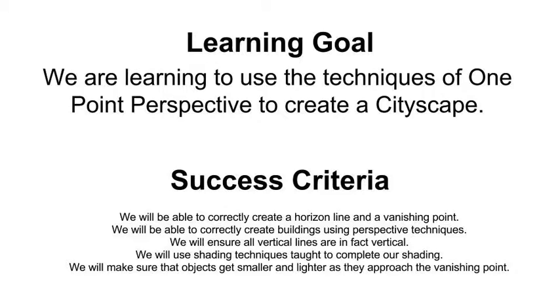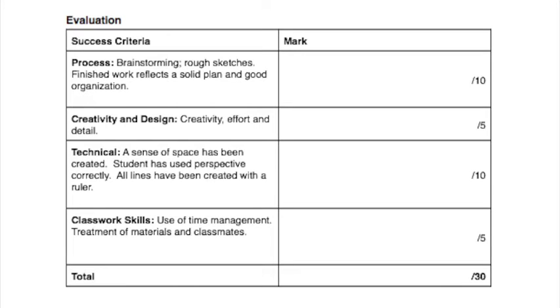And you will use shading techniques taught to complete the shading of your city, and you will make sure that objects get smaller and lighter as they approach the vanishing point. And that's going to become clearer as you watch all the tutorials. This is how you're going to be marked for this unit. So it's not a rubric like all of your previous units. It is points, and you have to make sure that you are following all the guidelines in order to achieve all the points.